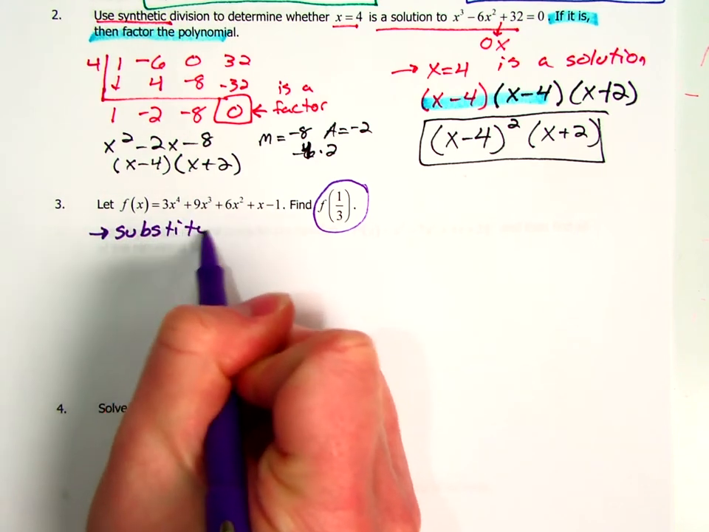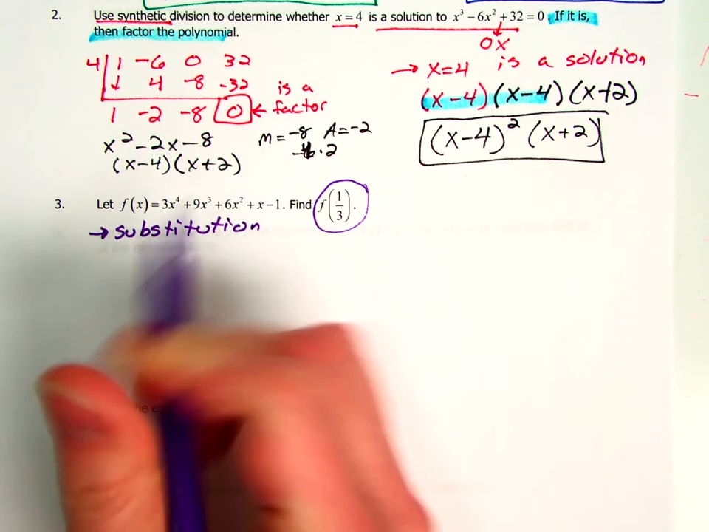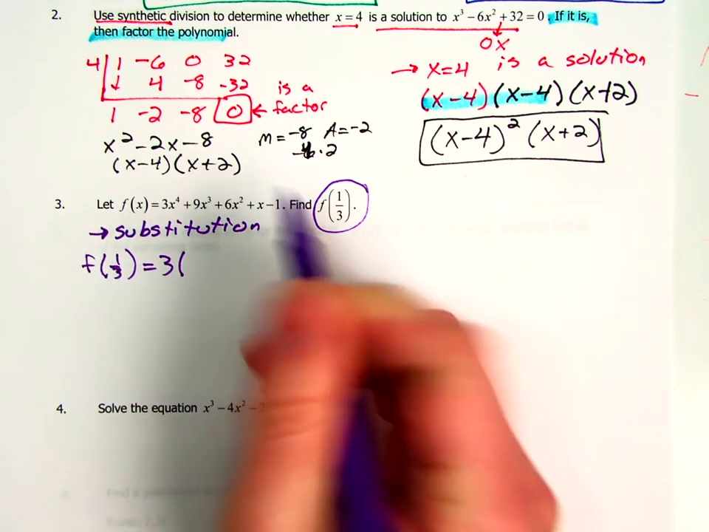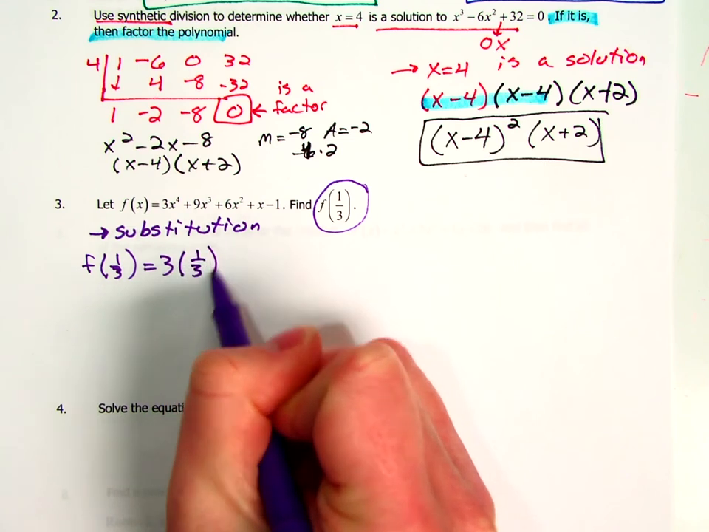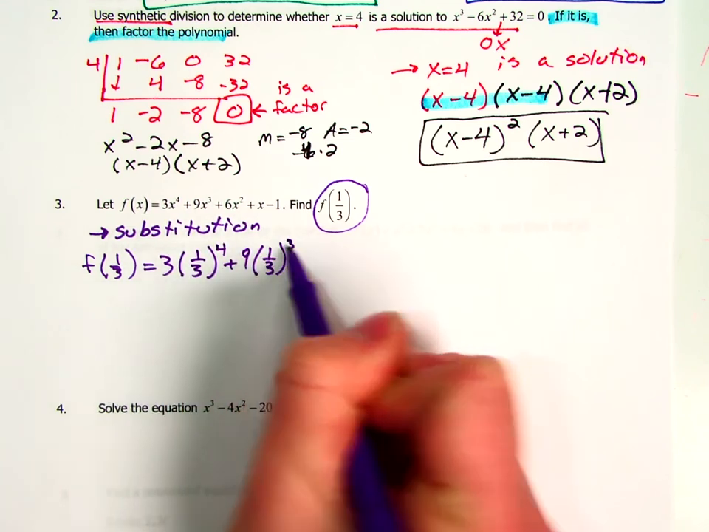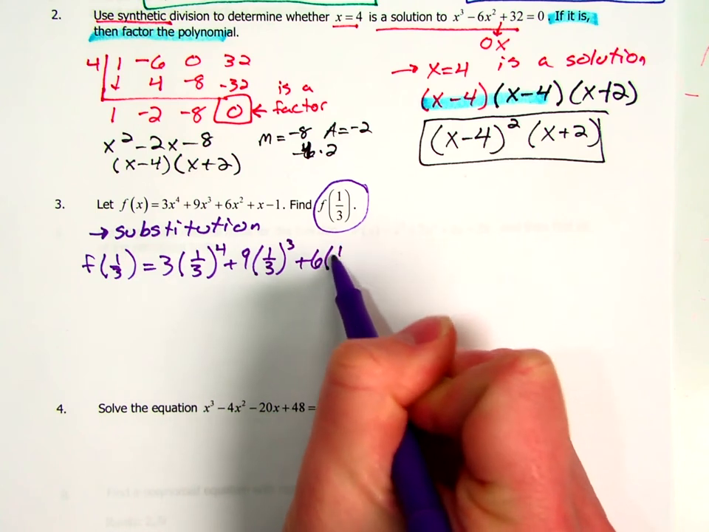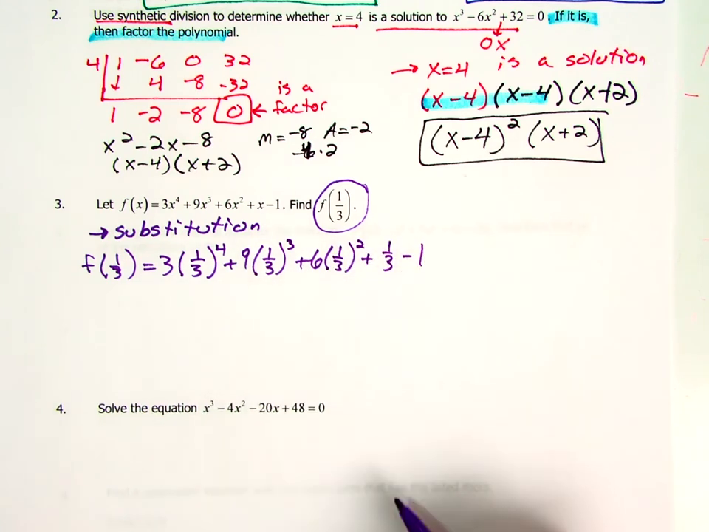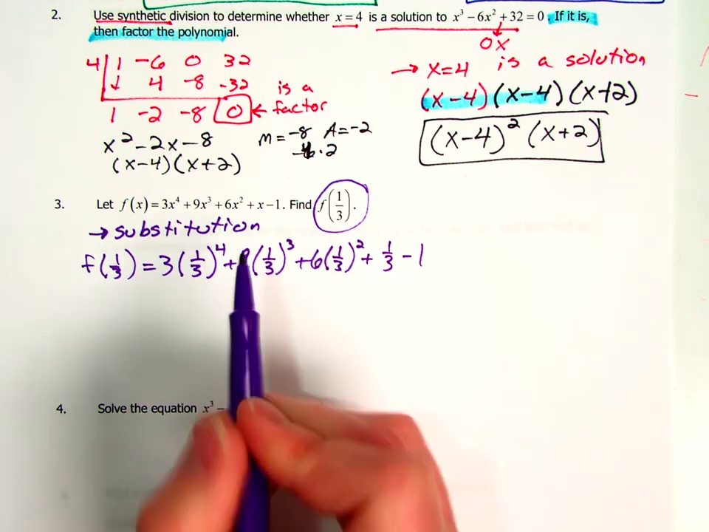Substitution would allow us to do this, in which case we would say, okay, f of 1/3 equals 3 times, instead of x, it'd be 1/3 to the 4th, plus 9 times, again, instead of x, it's 1/3 to the 3rd, plus 6, instead of x, it's 1/3 squared, plus 1/3 minus 1.